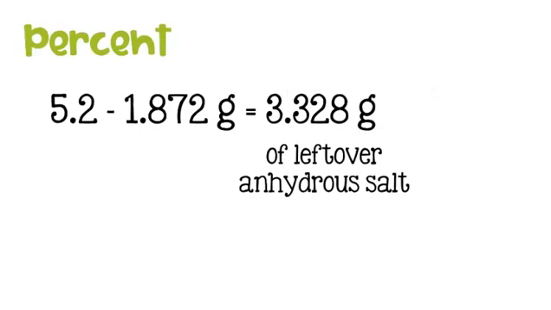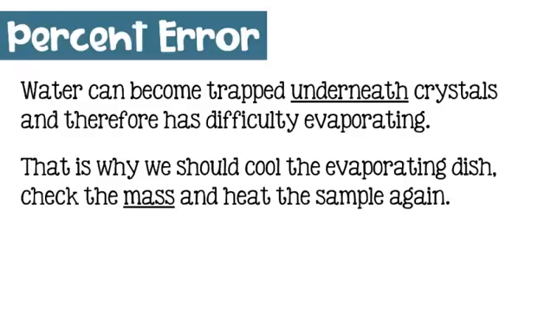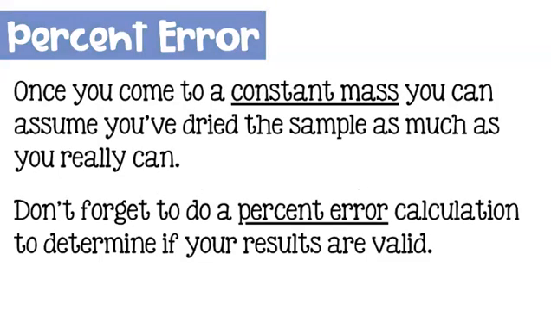Now, there are some sources of error when dehydrating salts. For example, water can become trapped underneath crystals and therefore have difficulty evaporating. This is why we should always cool the evaporating dish and check the mass, then heat the sample again. If you end up with a constant mass, you can assume you've dried the sample as much as you really can. Don't forget to do a percent error calculation to determine if your results are valid.